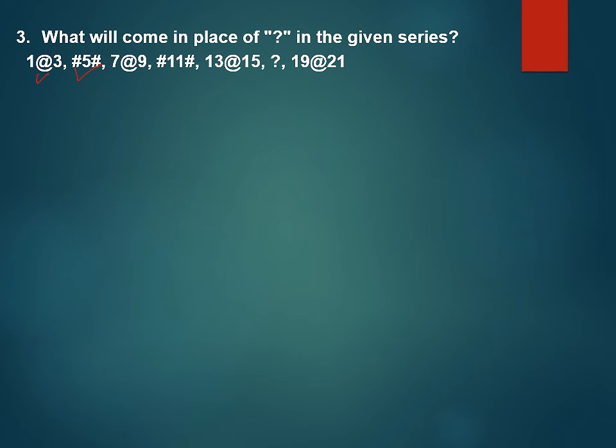So if we see the series, the first group is 1, 2 and 3. 2 is in the center. If we see 7, 8, 9, 8 is in the center. At has been used for this. If we see this, it is 13, 14, 15. At has been used for this. If we see 19, 20, 21, at has been used for this. So wherever even numbers come in the middle, we have used at.